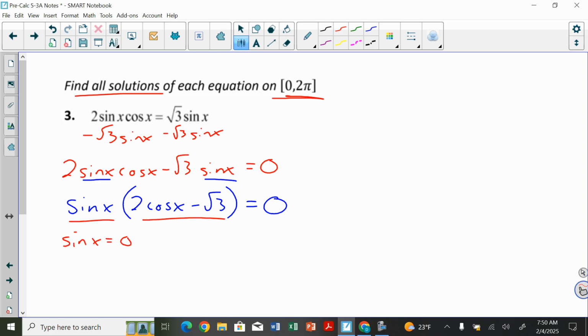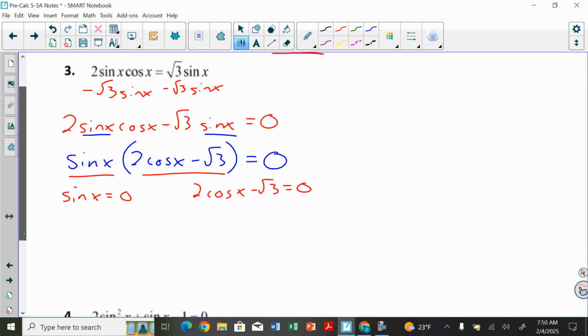And then over here, I'm going to do the same thing. 2 cosine x minus the square root of 3 equals 0. And I've got to solve both of those as we go.